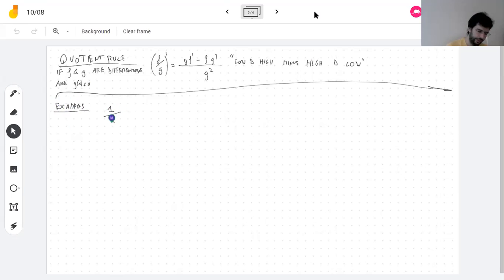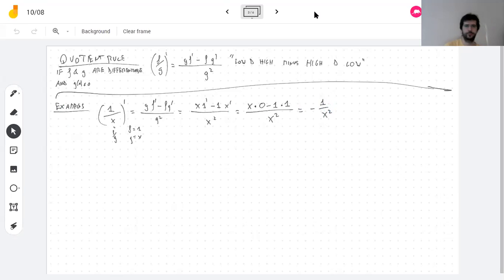So, a very easy derivative, the easiest I can think of: the derivative of 1 over x. Here f is 1 and g is x, if I think of this as f over g. So low d high minus high d low, divided by the denominator squared. All the g's are x's and all the f's are 1's. In this case, the derivative of 1 is 0 and the derivative of x is 1. So the derivative of 1 over x is negative 1 over x squared, which I feel like we already knew.